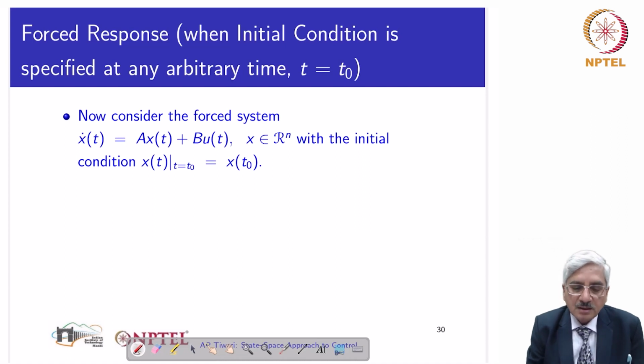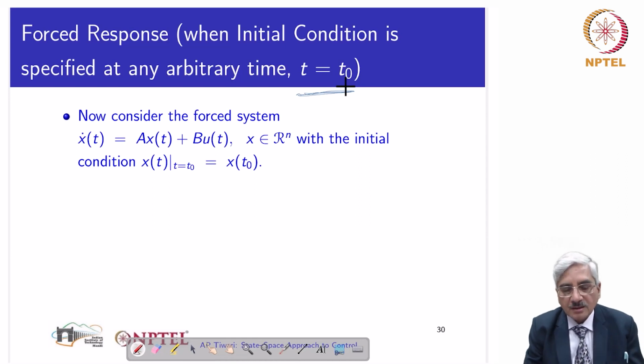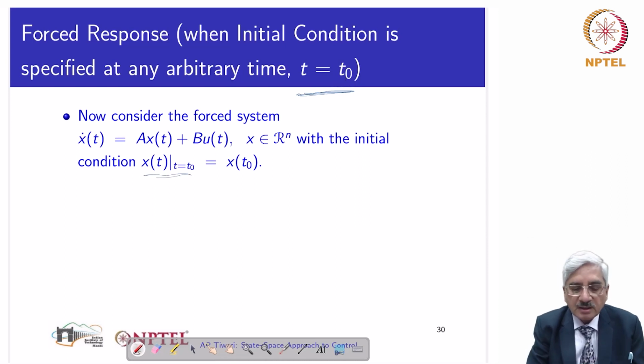Now we consider the forced response in the situation when the initial condition is specified at an arbitrary time t equal to t0. Earlier we had the initial condition specified at the time t equal to 0. So now we are given the initial condition as x(t) at t equal to t0, which is x(t0). And now we have to obtain the forced response.